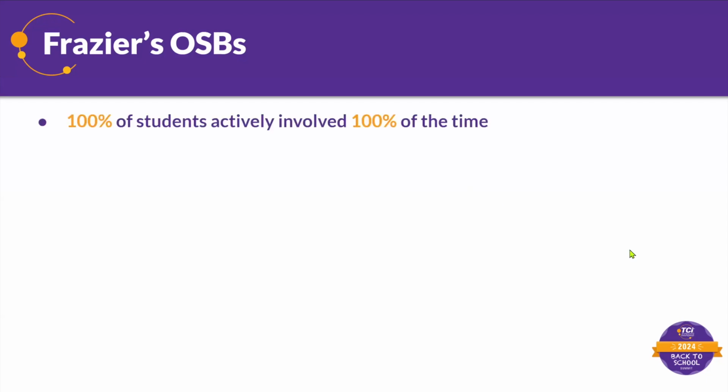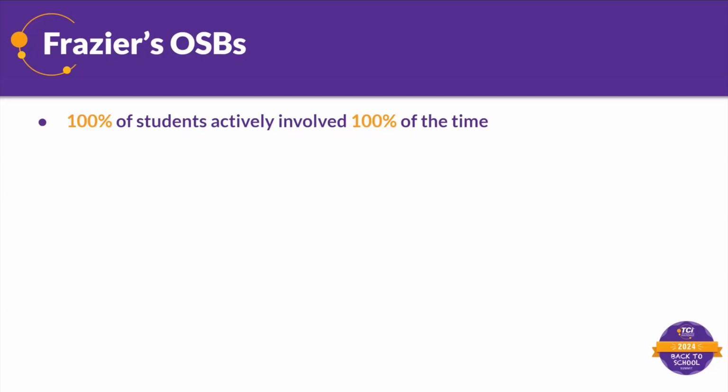So here's my first one: 100% of students actively involved 100% of the time. I'm not an 80-80 person. I don't want 80% of my kids involved 80% of the time, because that means in a class of 30, at any one time, 6 kids are completely uninvolved in my class. And I don't want that. So I'm aiming for 100%. If I get 92, I can identify that one student and then I can try to find out what the reason may be for that kid.